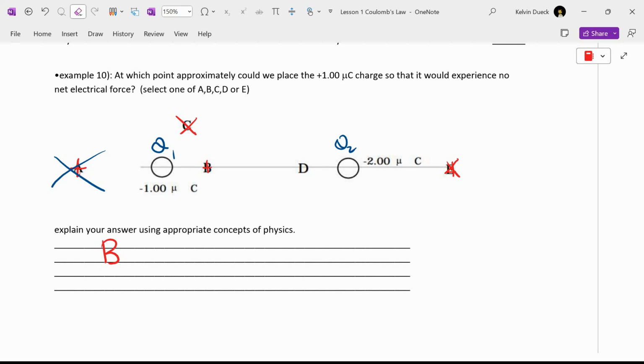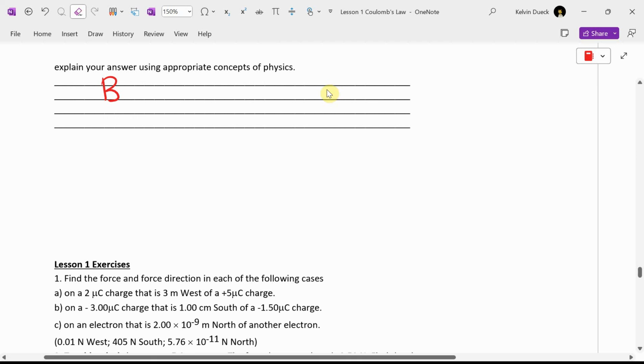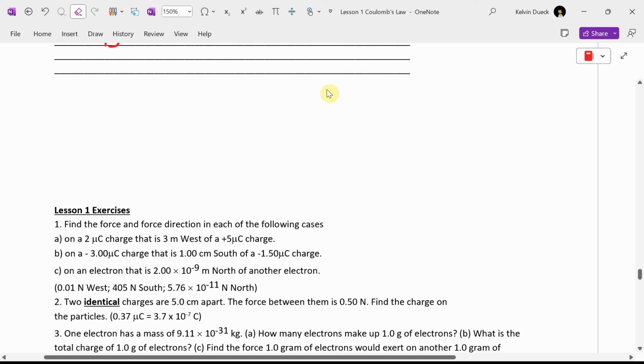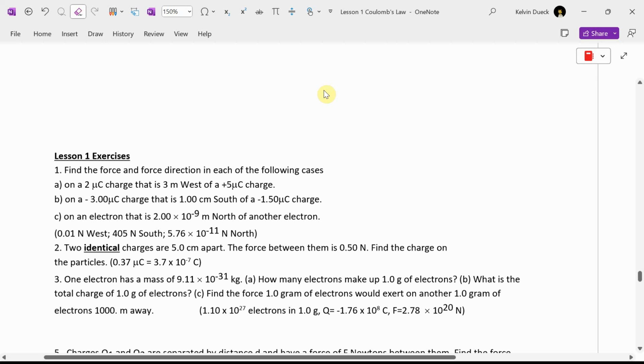It says explain your answer using appropriate concepts of physics. I think we've just done that verbally together. That's how I would handle this, though. I would just look at the different locations and use like charges repel, unlike charges attract, and I can figure out an awful lot. So you just want to practice a bit with this and get familiar. It should look kind of mathematically like we're doing gravity again.